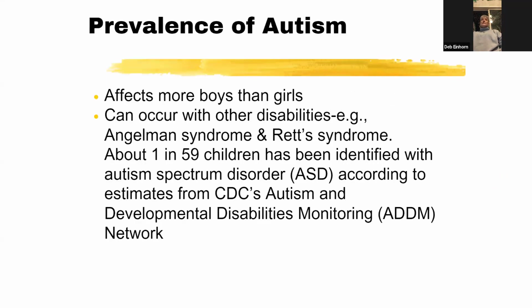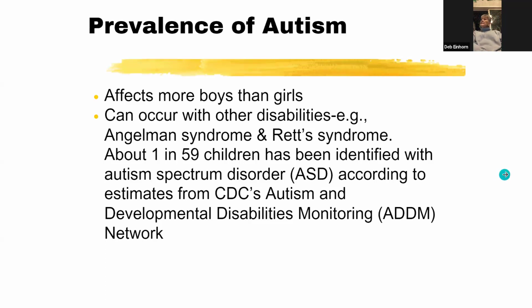So autism affects more boys than girls, and it can occur with other disabilities. Students with autism can also have learning disabilities, or they might have attention deficit disorder. Angelman syndrome and Rett syndrome are two other types of autism that are on the spectrum.